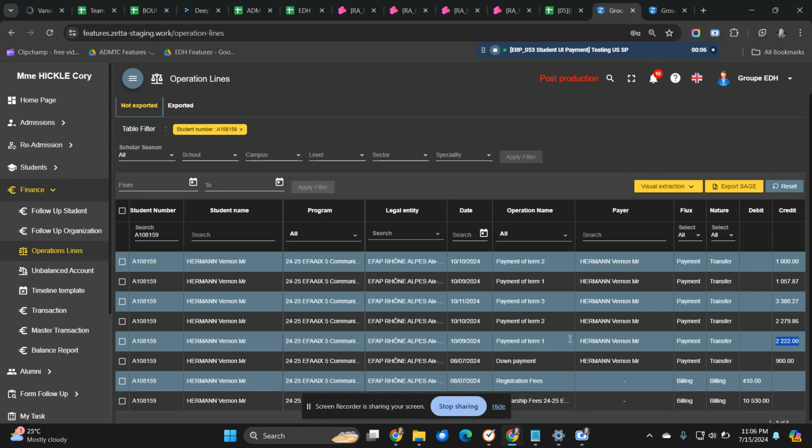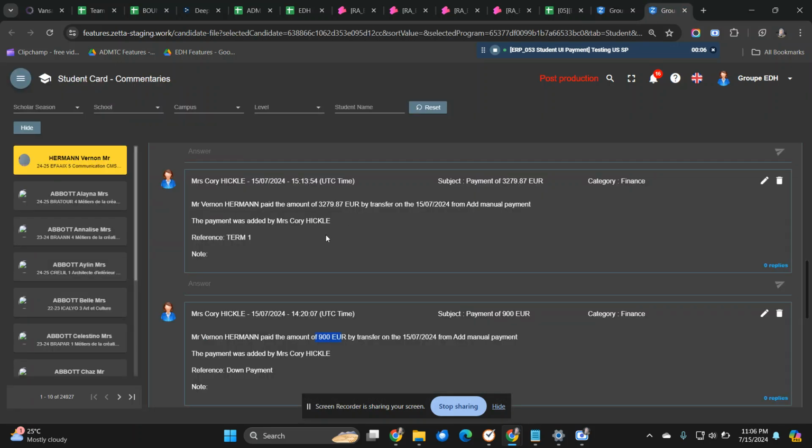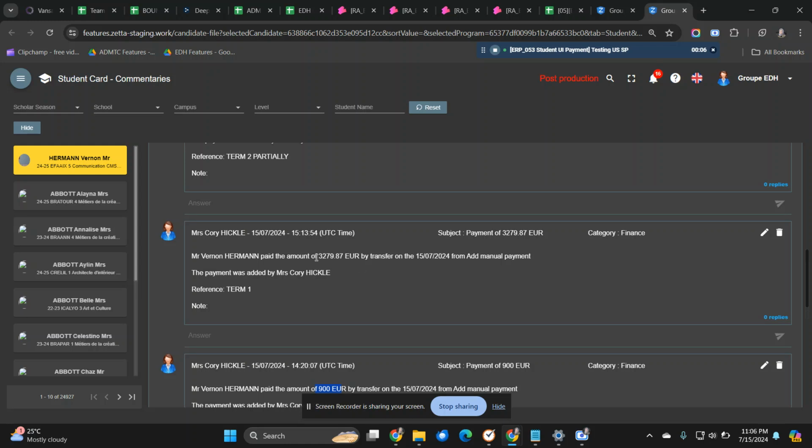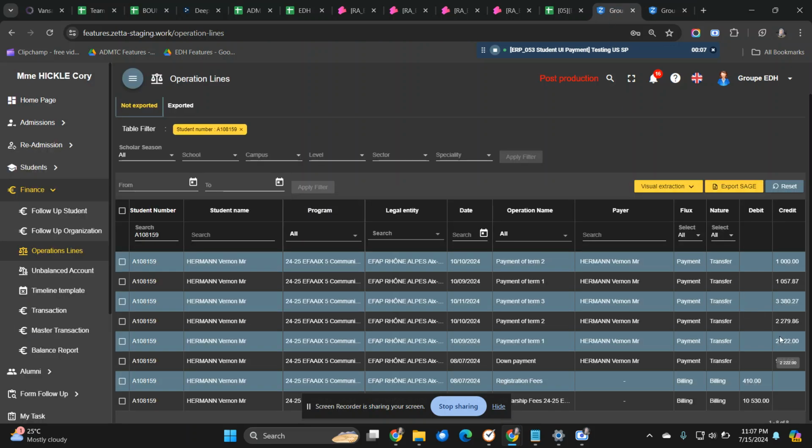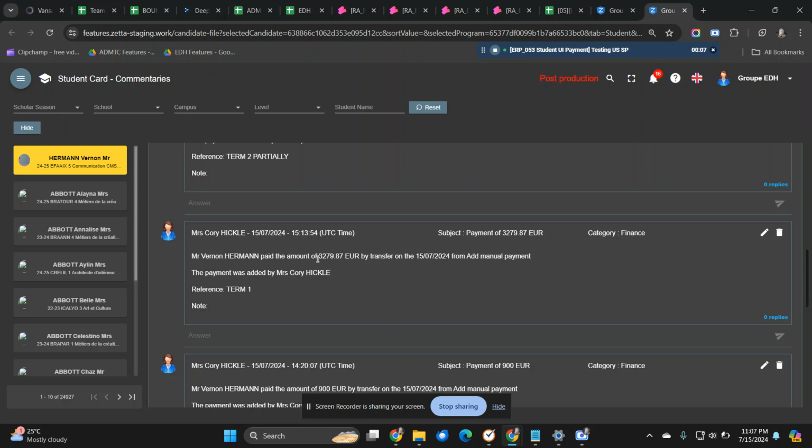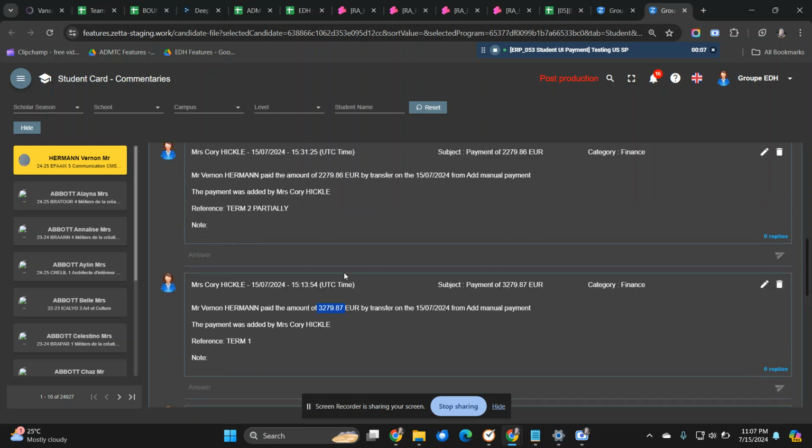for the payment after partially paid, it is not recorded here in the commentaries. This is the amount of the payment of term 1, even though I did not pay the total amount of the payment of term, but I paid partially, but it's not recorded in the commentaries. What is displayed in the commentaries is the amount of not partially.